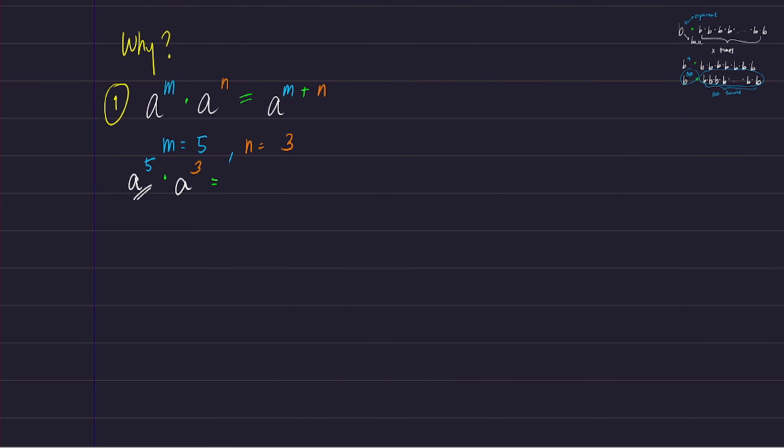Itong a raised to 5 and a raised to 3 separately. And isa-separate ko sila using parentheses. So, itong blue, this will represent the a raised to 5. Lagyan natin yan dyan. And this here, the orange one, will represent a raised to 3. And of course, the multiplication symbol. So we have here a raised to 5. So 5 a na imumultiply. 1, 2, 3, 4, and 5. Then dito naman tatlo. 1, 2, 3.